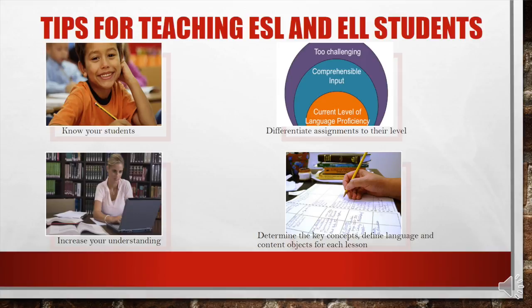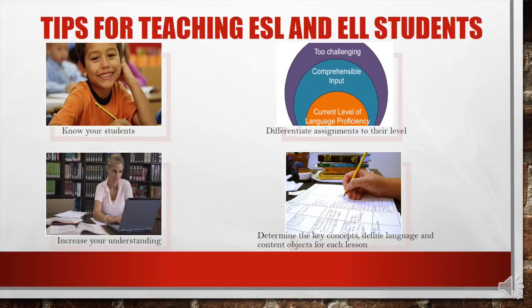Okay, so the first tip for teaching English as a second language students is to make sure that you know your students. You need to increase your understanding of who your students are. You need to know their backgrounds. You need to know their educational experiences. Be aware of their social and emotional needs. Understanding more about the students and their families will help you relate to the students. It will help you understand them so that you can support them.